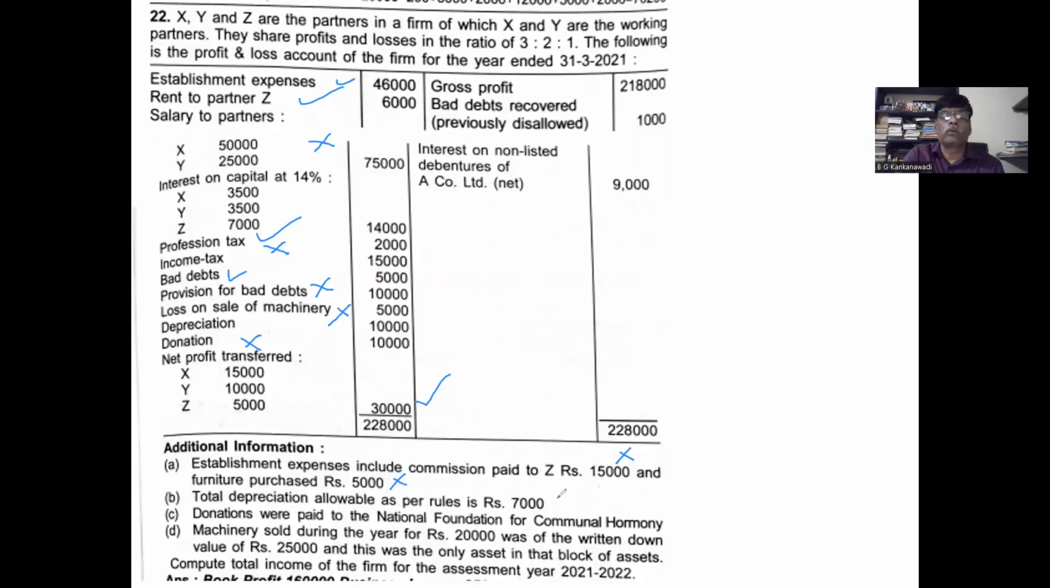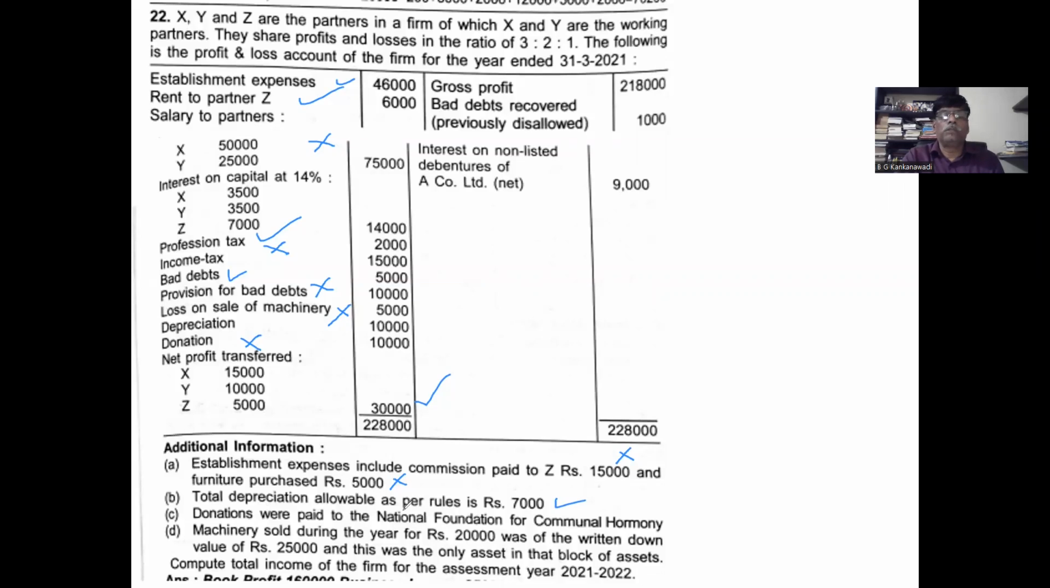Depreciation allowable as per rules is 7,000. You see here. Depreciation shown in the P&L account is 10,000. Out of 10,000, 7,000 allowable. So remaining 3,000 disallowed.